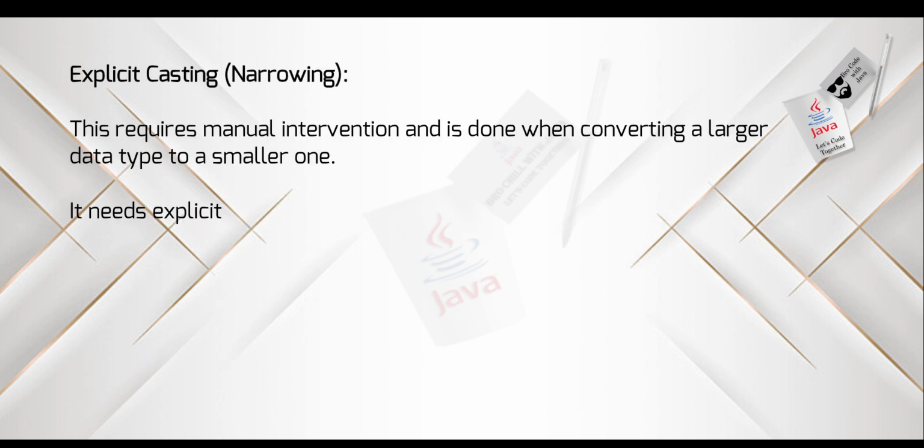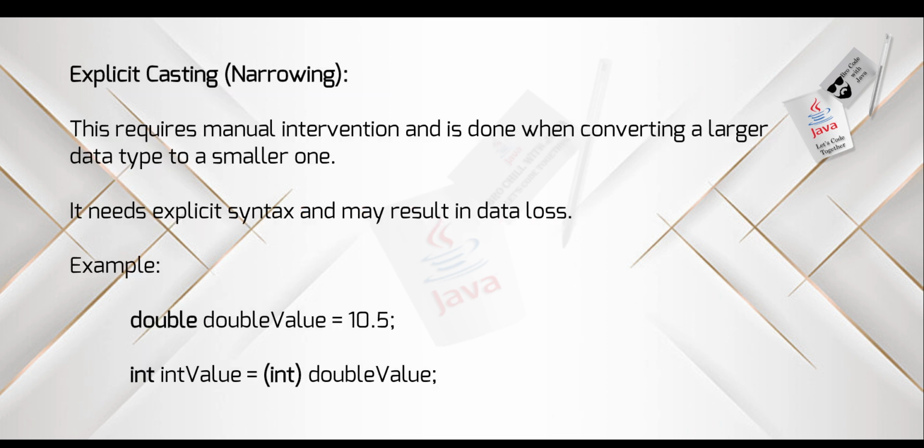Explicit casting, narrowing. This requires manual intervention and is done when converting a larger data type to a smaller one. It needs explicit syntax and may result in data loss. Example: double value = 10.5; int value = (int) double value. Here we are doing explicit casting from double to int.